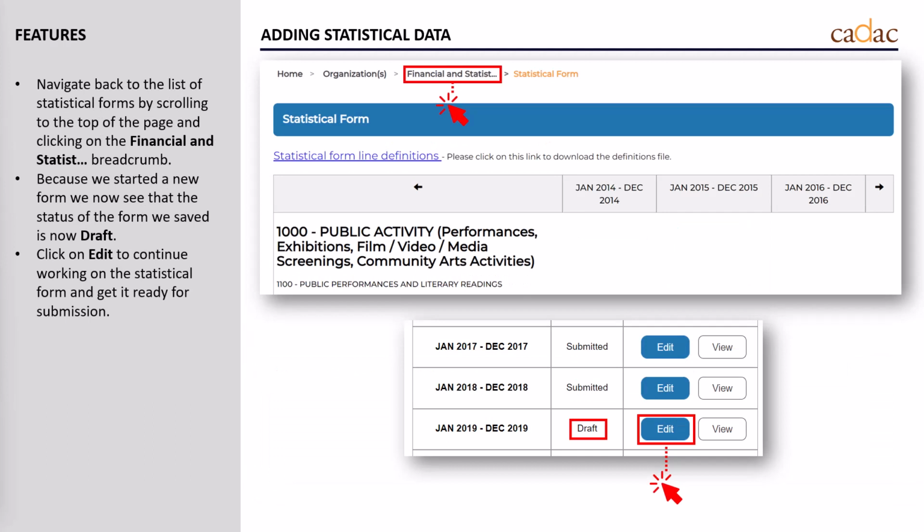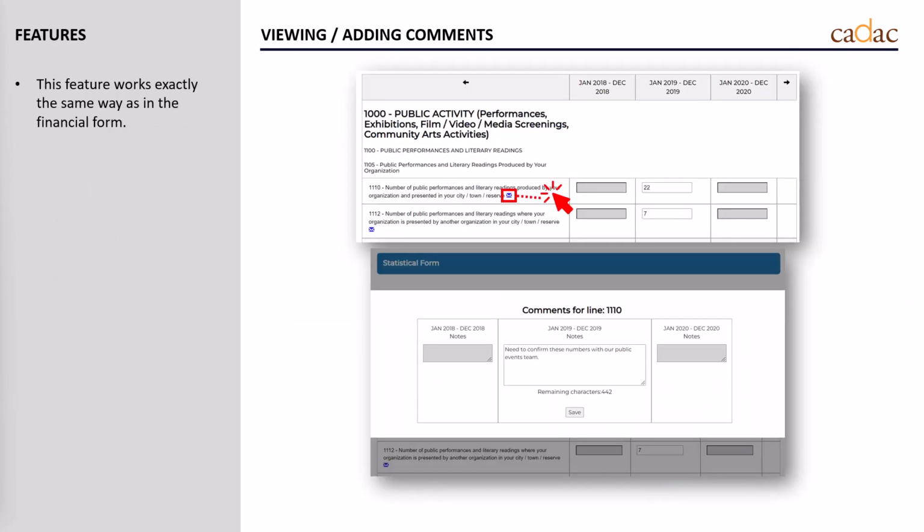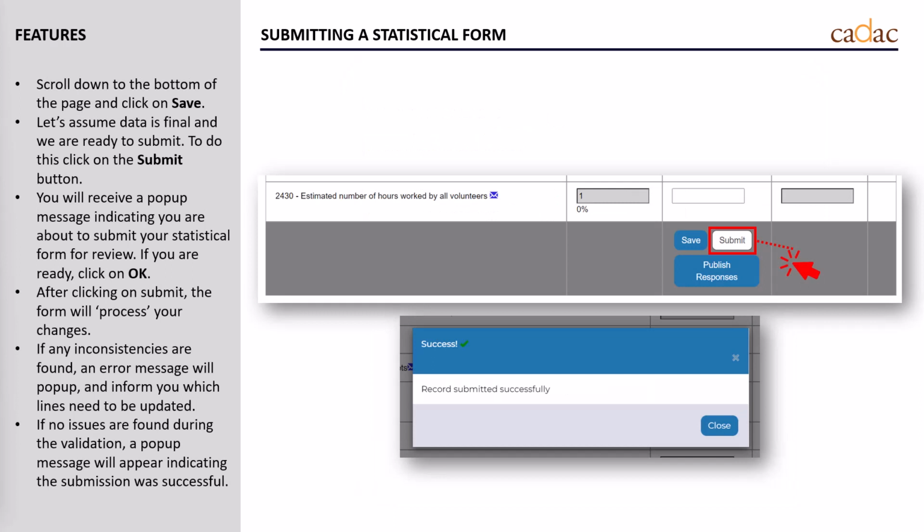Once you click on Close, you can navigate back to the list of the statistical forms by going on the top and clicking Financial and Statistical Forms. Now that you have worked on a new document, the status is now going to be a draft, and then you can click on Edit if you want to continue working on the statistical form. You can also view and add comments into the statistical form, and they work the exact same way as the financial form. So you have the blue envelopes and the red envelopes if a comment is left for you in the line.